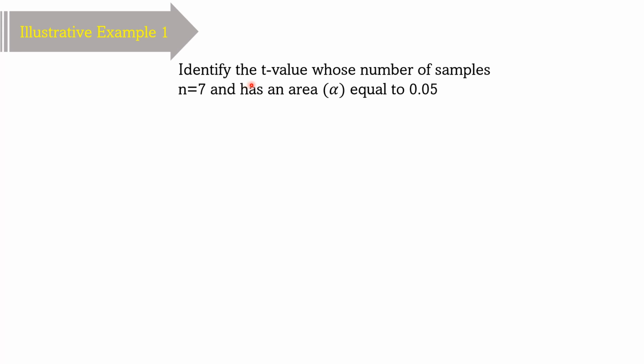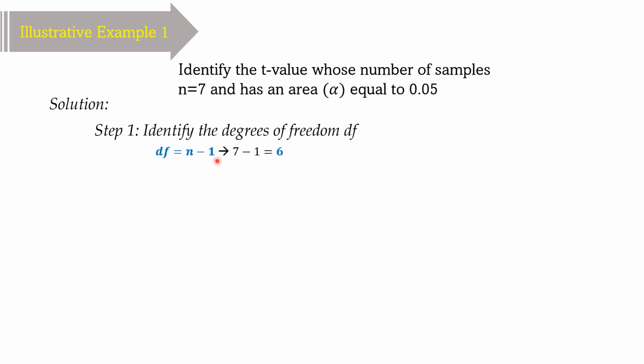Identify the t-value whose number of samples n equals 7 and has an area alpha equals 0.05. So how do we solve that? The first step is to identify the degrees of freedom, or df, using this formula: df is equal to n minus 1. Then substitute the given values. So that is 7 minus 1, which is equal to 6. Therefore, the degrees of freedom is equal to 6.